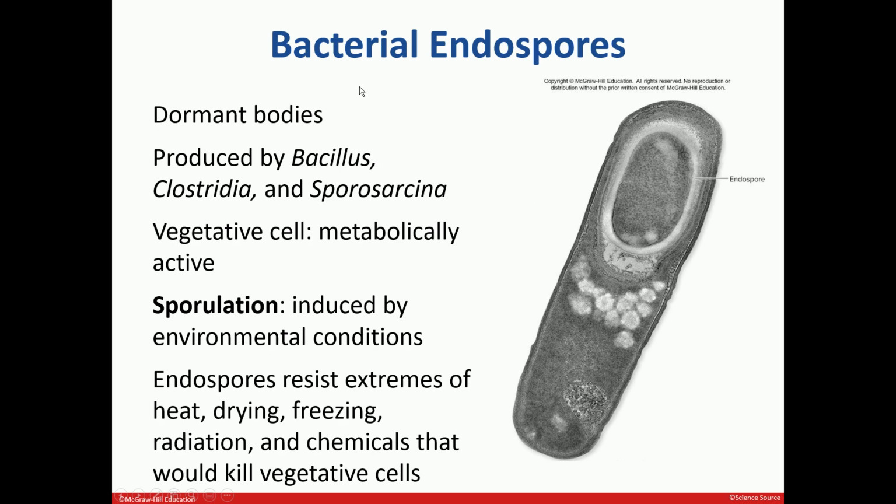Bacterial endospores. When the conditions are not good, bacteria form these dormant bodies just to protect themselves and to survive. These endospores are produced by some of the bacteria like Bacillus, Clostridia, and Sporosarcina. So endospores are like dormant bodies, and when the conditions are good, they can form the vegetative body again. And what is the vegetative body? It is the metabolically active stage.